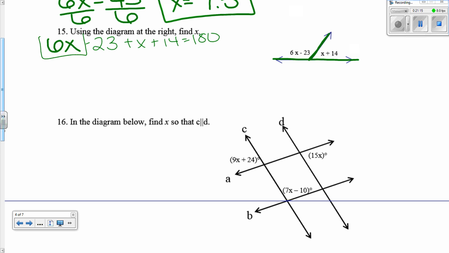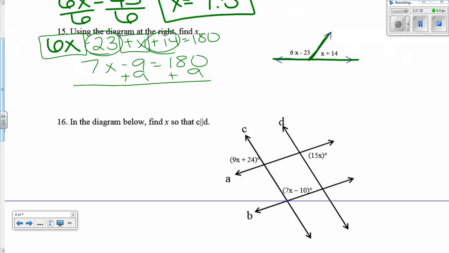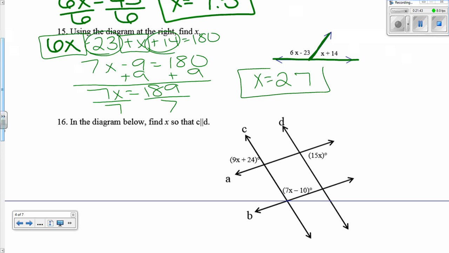Add our like terms. 7x minus 9 equals 180. Add 9. And then divide by 7. And I get that x equals 27. And since I don't have to solve for a particular angle, I can just stop it there.